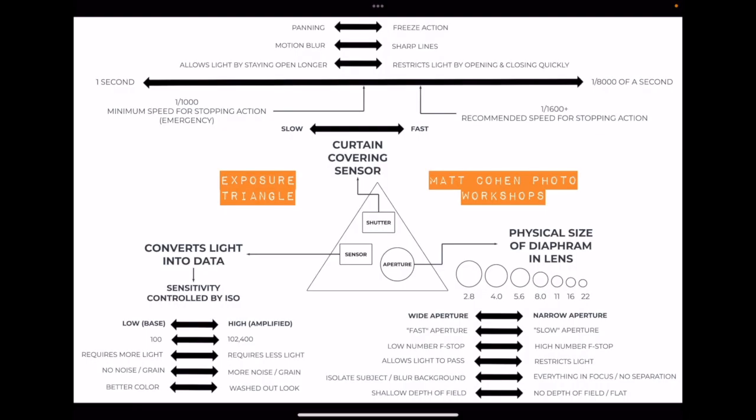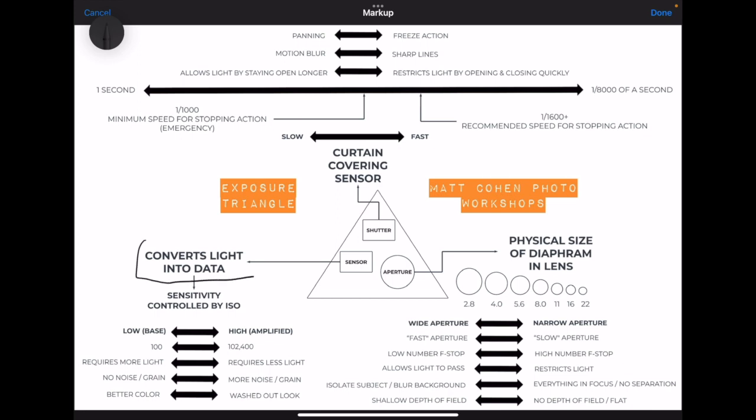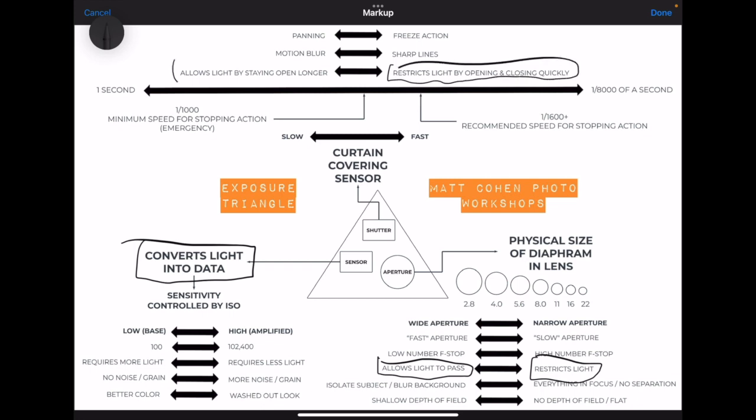The thing to think about here is that it's all about light. ISO is converting the light into data. The aperture is allowing light to pass or restricting light. And the shutter speed is restricting light by opening and closing quickly or by staying open longer. All of photography is about light. Light is your raw material. Photography, pictures of light. That's what it means.